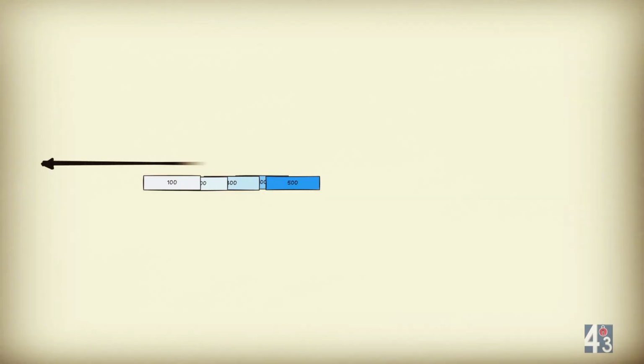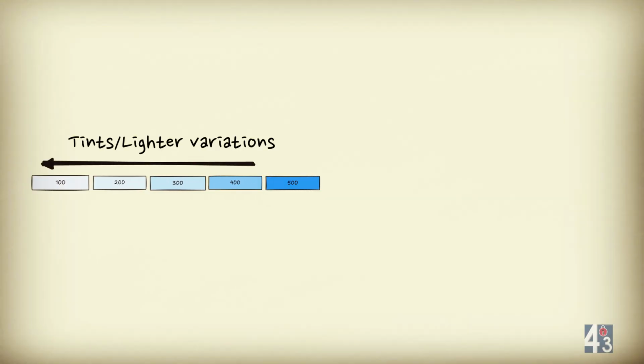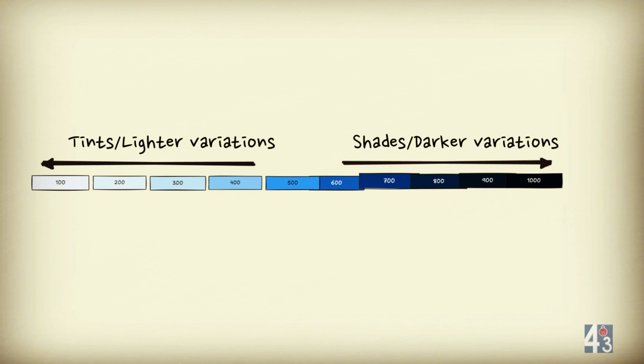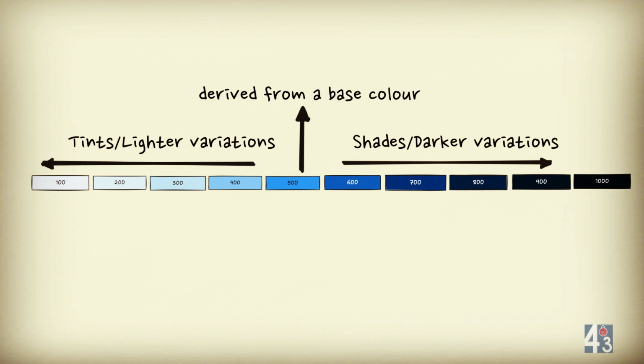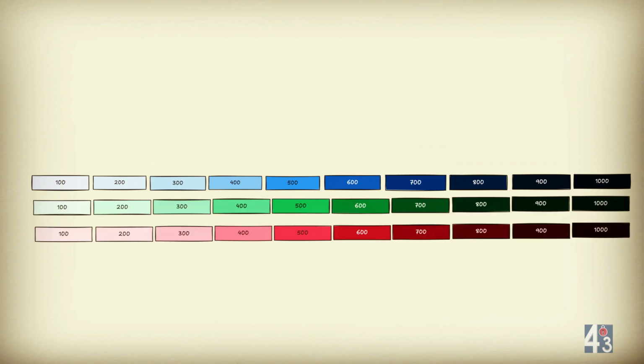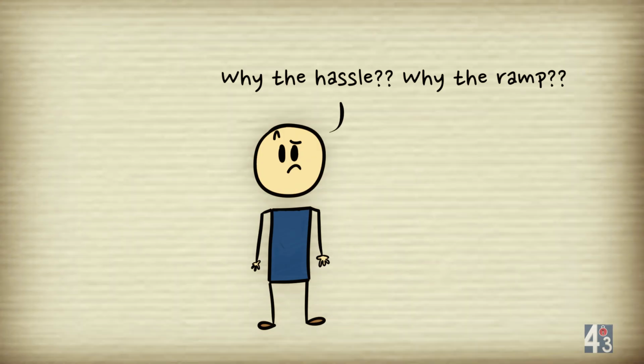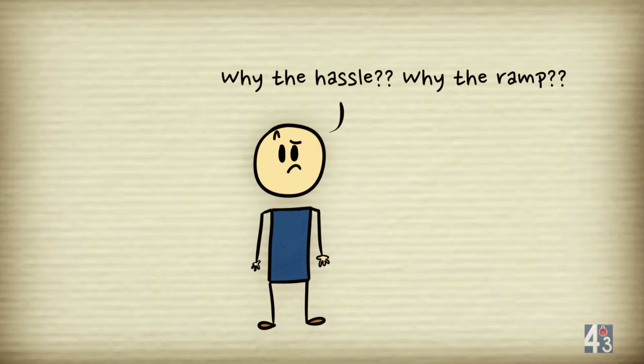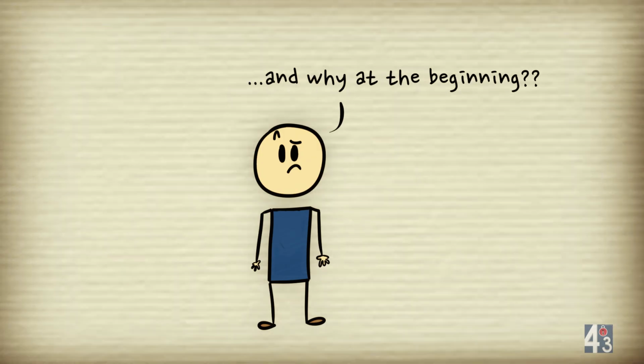A color ramp is a spectrum of tints or lighter variations and shades or darker variations derived from a single base color. It's a visual representation of how any base color transitions from light to dark. But why the heck do you need a ramp? And why at the very beginning of a project, you may ask?